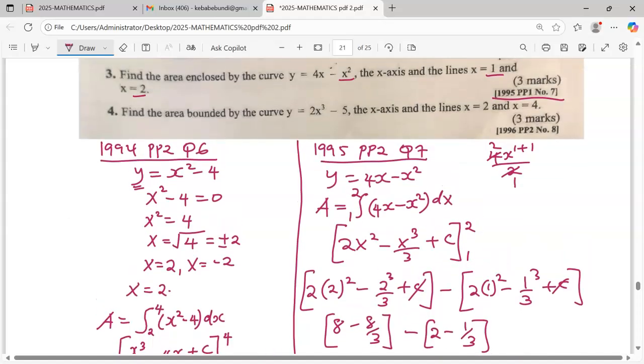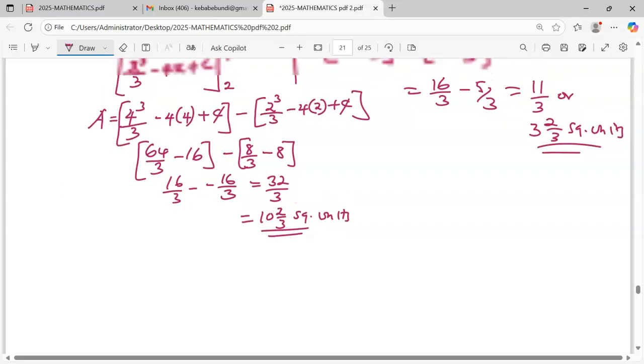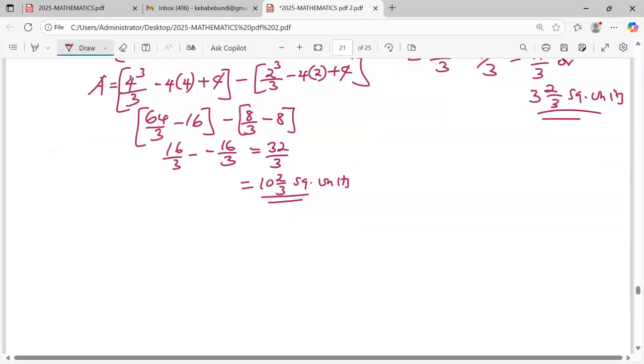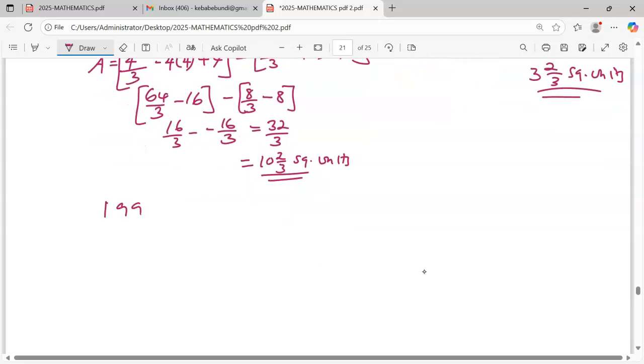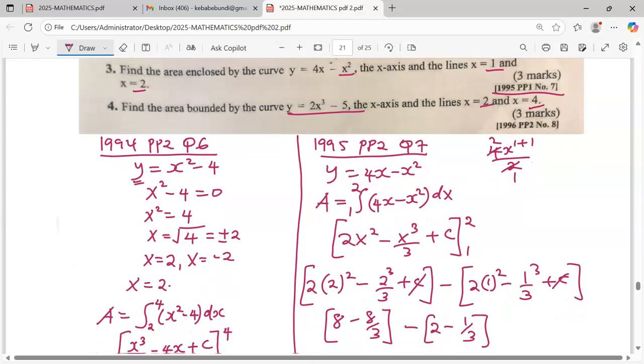We are now moving to the last question. Find the area bounded by the curve y is equals to 2x cubed minus 5, between x is equals to 2 and x is equals to 4. This is a question that was done in KCSE 1996. That is paper 2, question number 8.